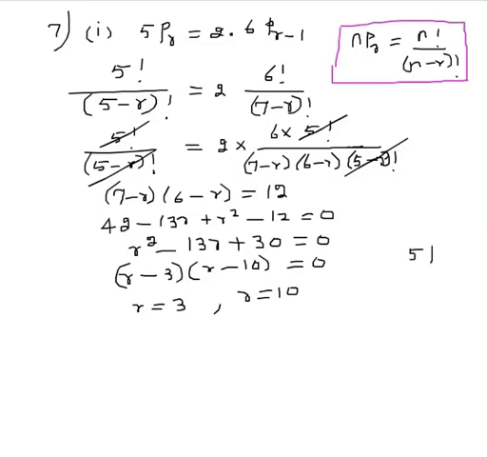But we have a 5Pr term in the question. So 0 less than or equal to r less than or equal to 5. This is the condition for r. It cannot exceed 5. But here r is equal to 10, which is more than 5. So r cannot be 10. Therefore, the final answer for r is 3.